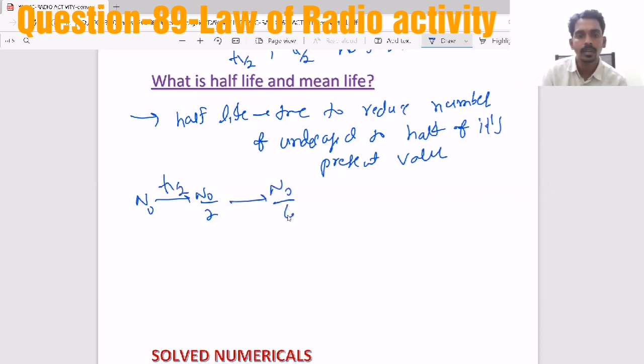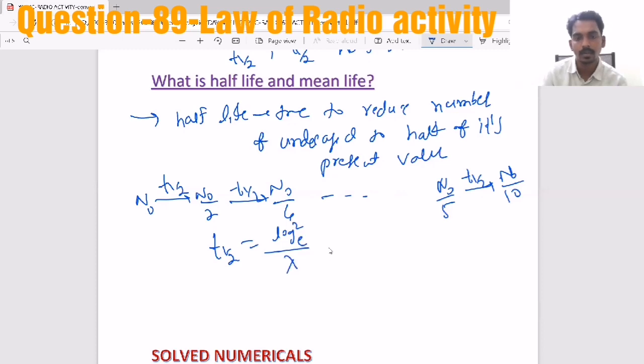Then it should become n naught by 4. That is called half-life. Like that, from any number, suppose n naught by 5 is there at one instant, it should become n naught by 10. Then the time taken is called t half. And that t half formula will come as log 2 base e by lambda, or 0.693 by lambda.